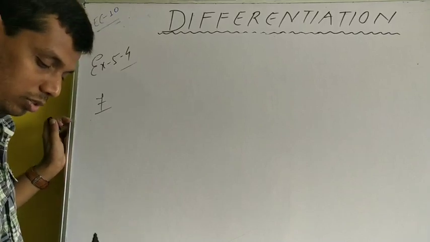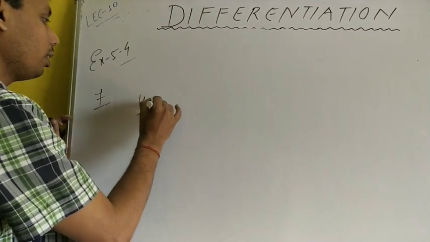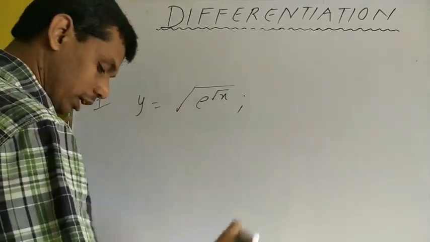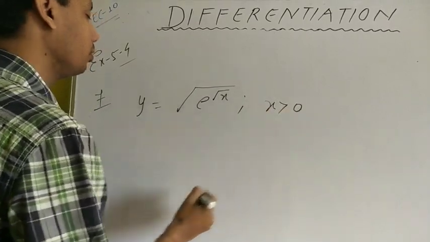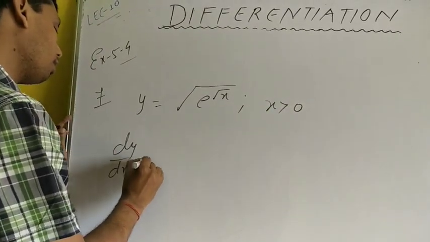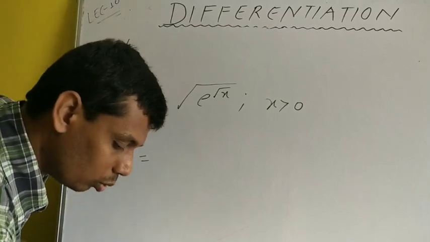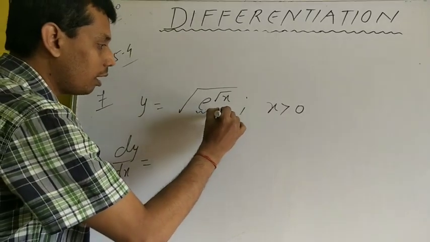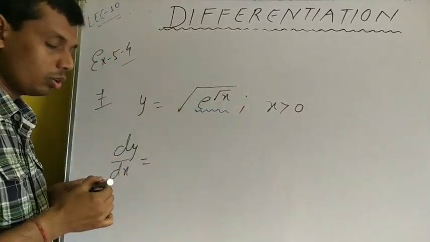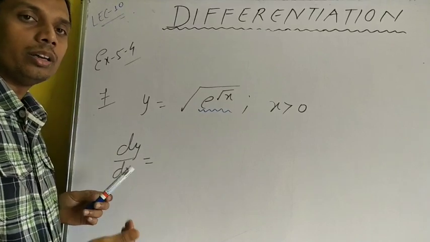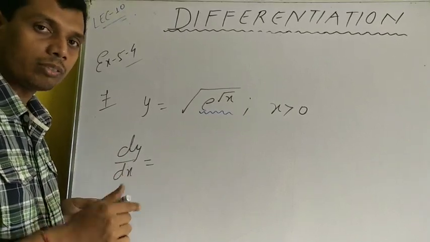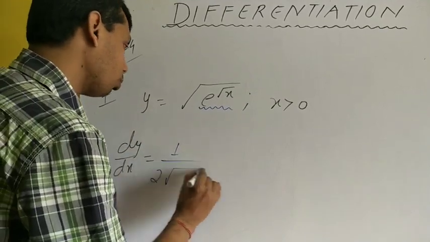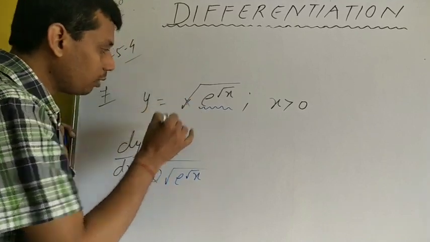Question number 7. It is given that y is root over e to the power root x, where x is greater than 0. Now dy by dx: as we know, the differentiation of root x is 1 by 2 root x, so we write 1 by 2 root x. This root part we have differentiated.